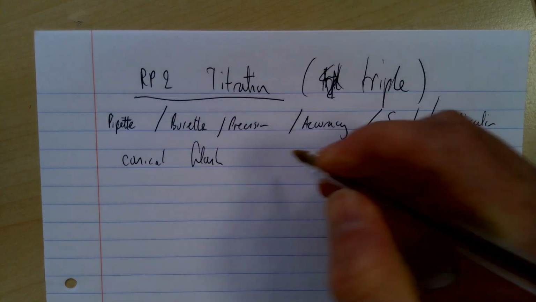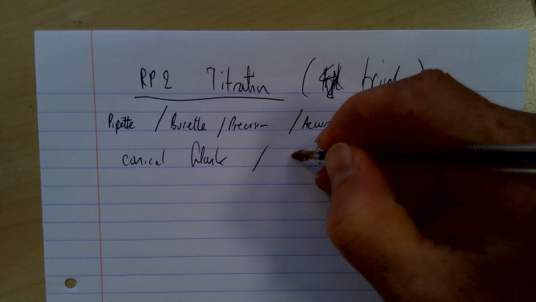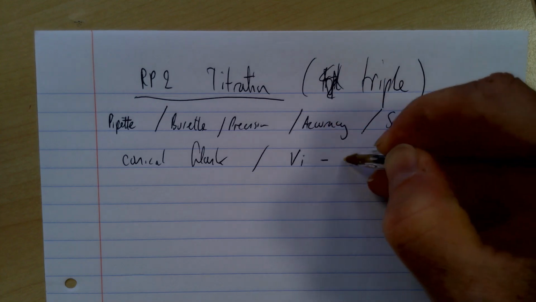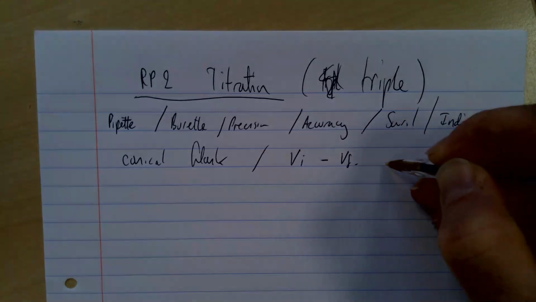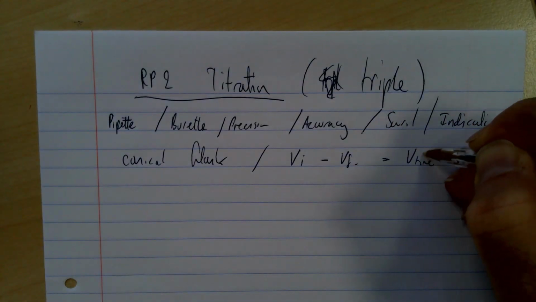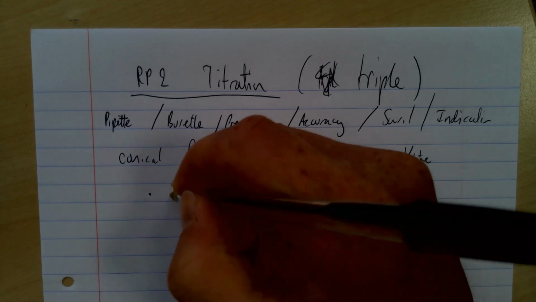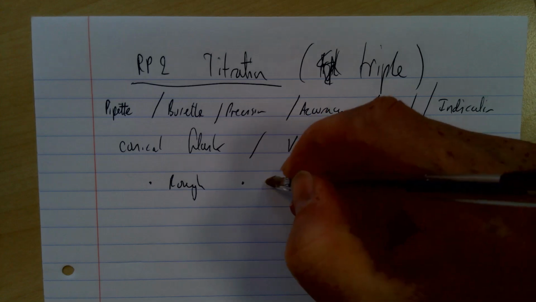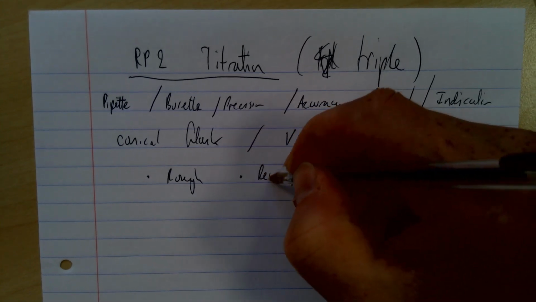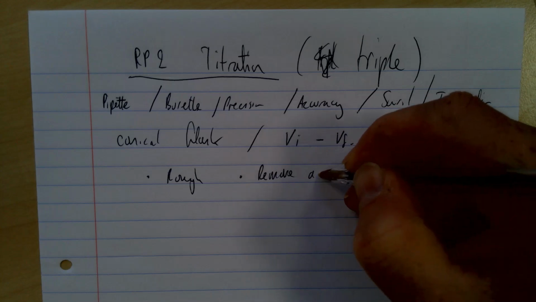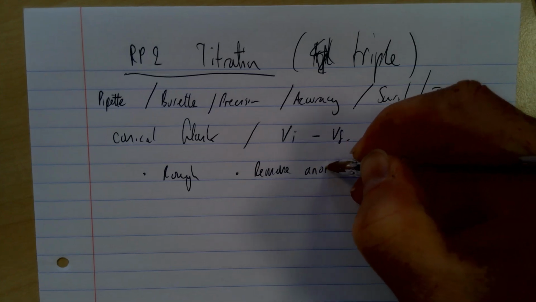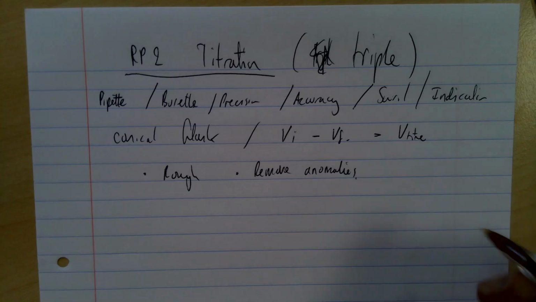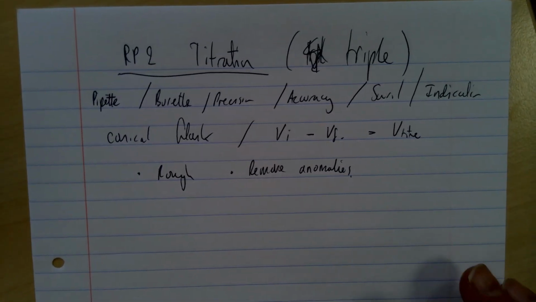And then talk about the measurements you're taking, so the initial volume and the final volume to get your titre volume. And then the fact you take a rough and then multiple titrations, remove anomalies and look for concordant data. They love all of that stuff, right? So that's as much as I'm going to do on titration.